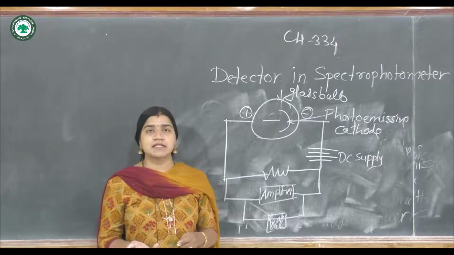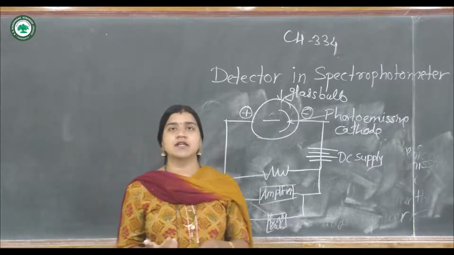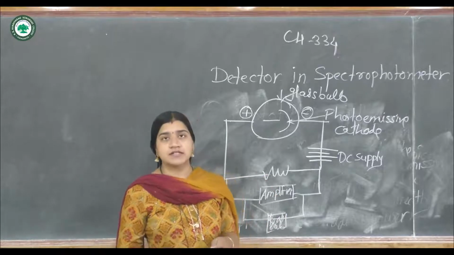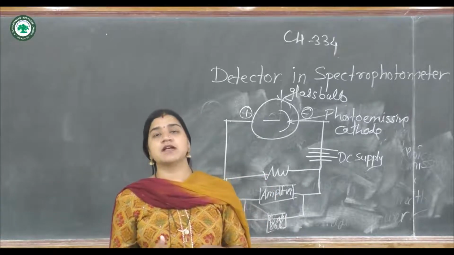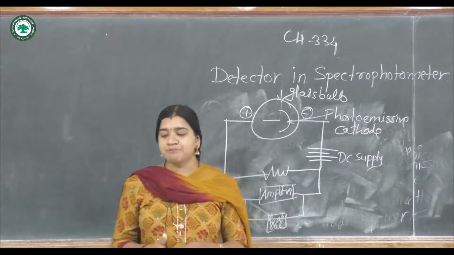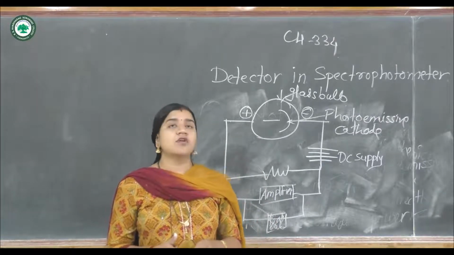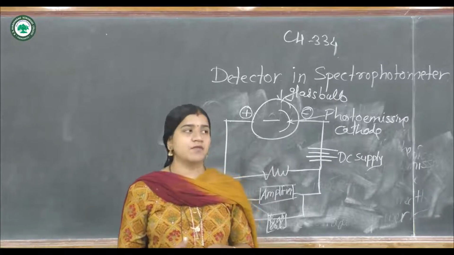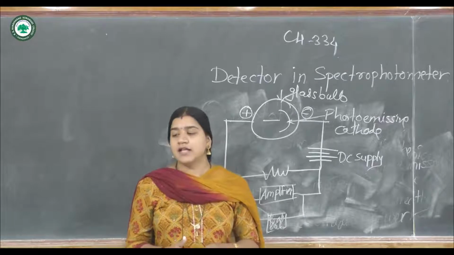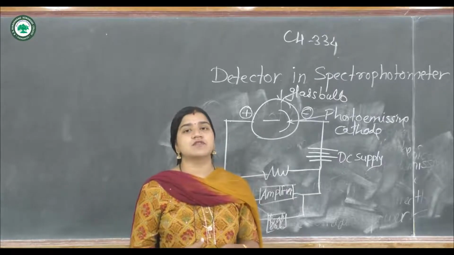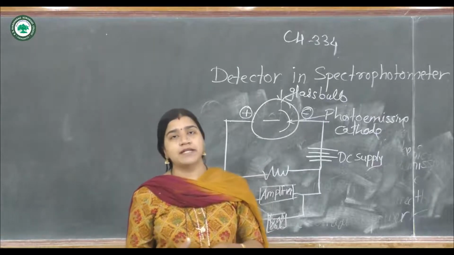So what is the basic characteristic? The cathode is photoemissive because it is covered with a photosensitive material, and the metal plate is commonly used as an anode, and it forms the phototube. So phototube or a photoemissive tube, this is the second type of the detector. Now after this, the third type of the detector which is used is the photomultiplier tube.